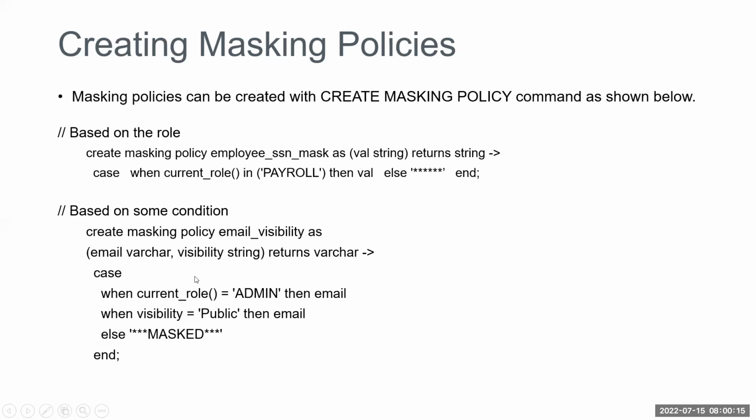Suppose I have another requirement where I want to apply my masking policy based on some condition. We'll see what the condition is in this example. Suppose I am creating one masking policy, create masking policy email visibility. In the top one, I was hiding the SSN of the employee, the employee SSN mask, but here it is the email masking.